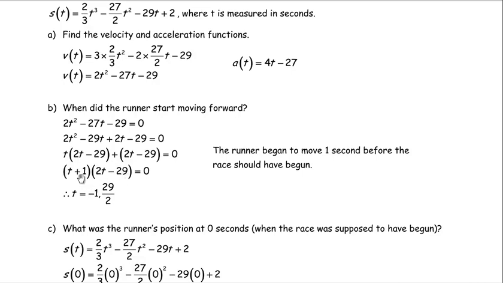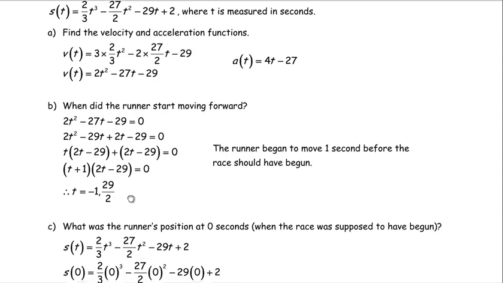And so setting each of these equal to 0, if we set t plus 1 equal to 0, I get negative 1, and 2t minus 29 equal to 0, I get 29 halves, or 14.5 seconds. Now, the velocity of the runner was 0 at minus 1 second. So that means that the runner started to move 1 second before they were supposed to, before whoever blew the whistle to start the race. So the runner actually started moving forward at minus 1 second.